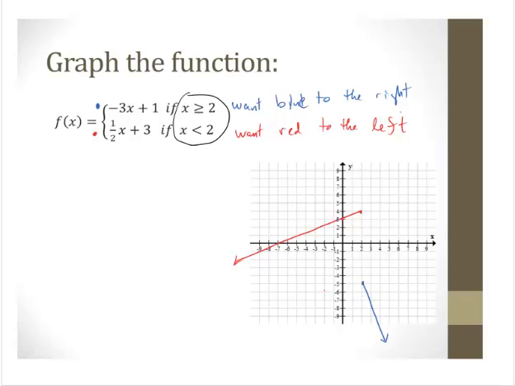All right, and then we have one more thing to take care of. We have to put some endpoints on these. So since this was an or equal to, this point at the boundary of the blue line gets a solid point. And since this was a strictly less than, this point gets an open point. And there's the graph for the function.